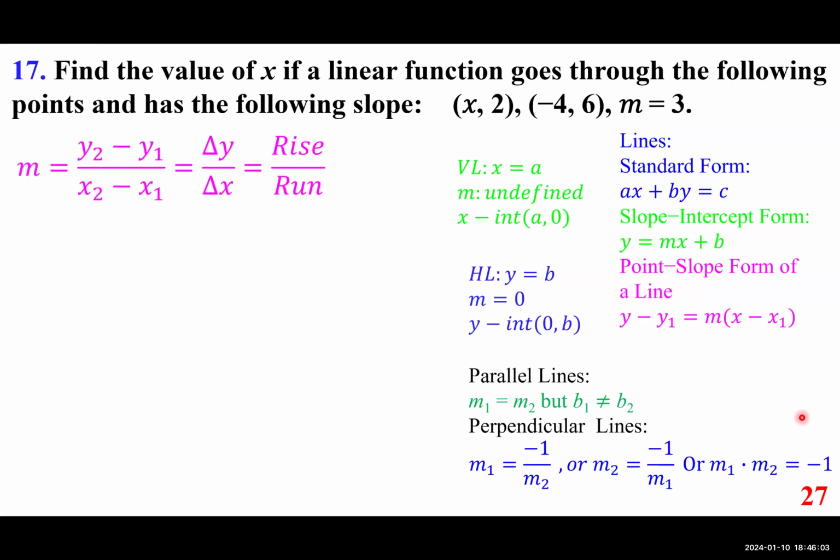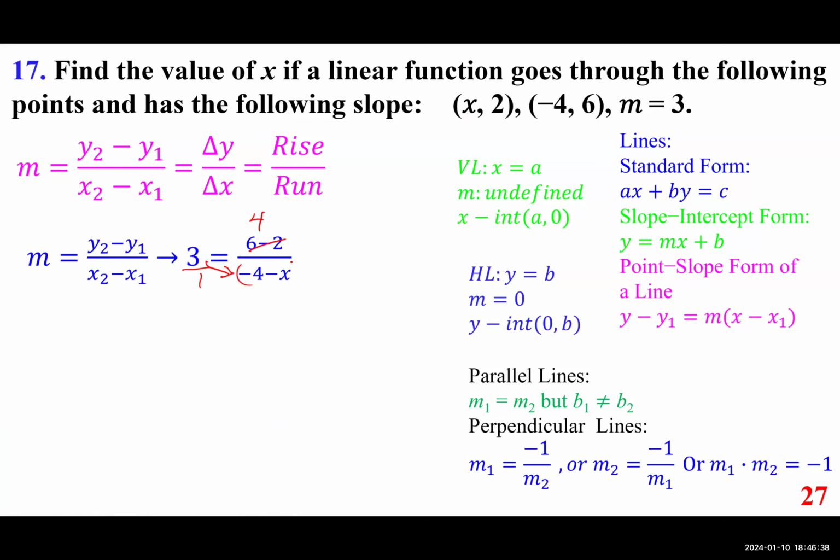The definition is rise over run, or y sub 2 minus y sub 1 over x sub 2 minus x sub 1. And with that being the case, m is 3, y sub 2 minus y sub 1 is 6 minus 2, and then x sub 2 minus x sub 1 would be minus 4 minus x. Just make sure you don't mix up their order. So now all we have to do is cross multiply. Obviously, we know this is 4.